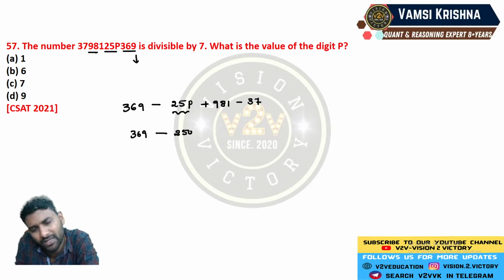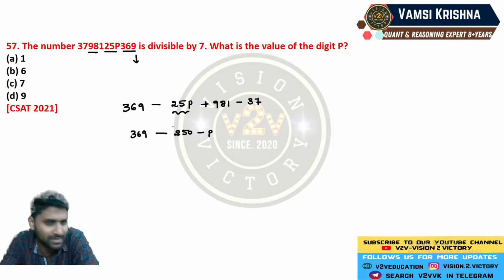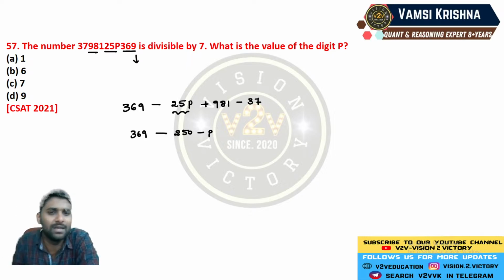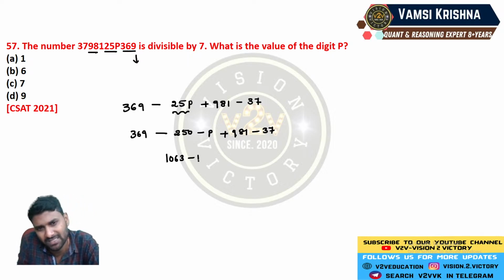It's minus of 250p, so if you take minus common, the value becomes 250 plus p. So we go through this procedure here: plus 981 minus 37. Now, if you go through the calculation, finally the value here is 1063 minus p.